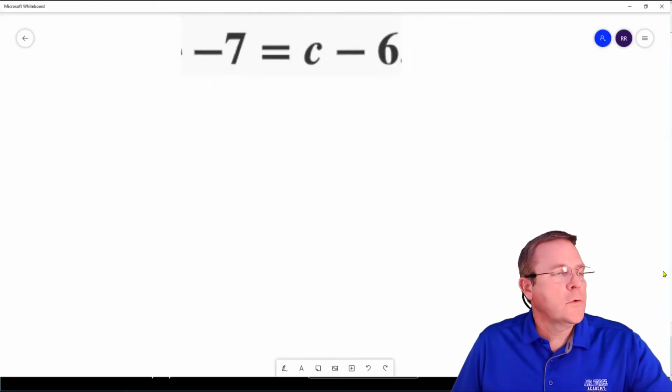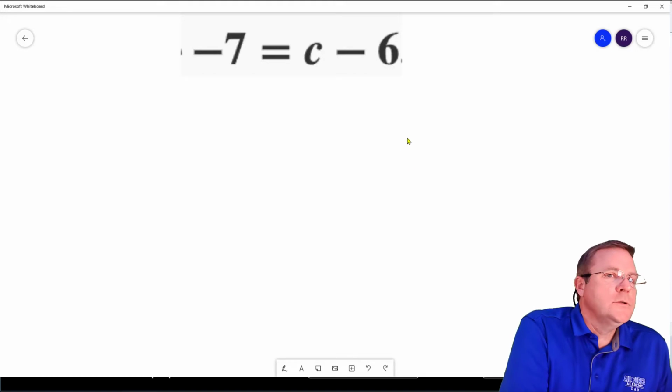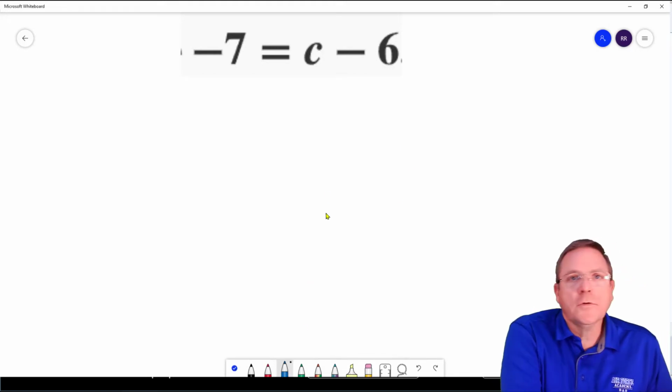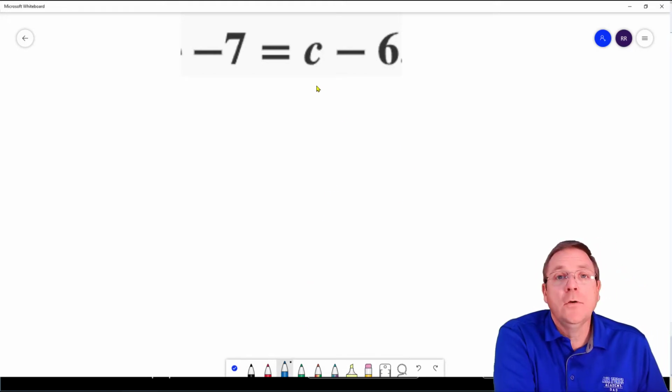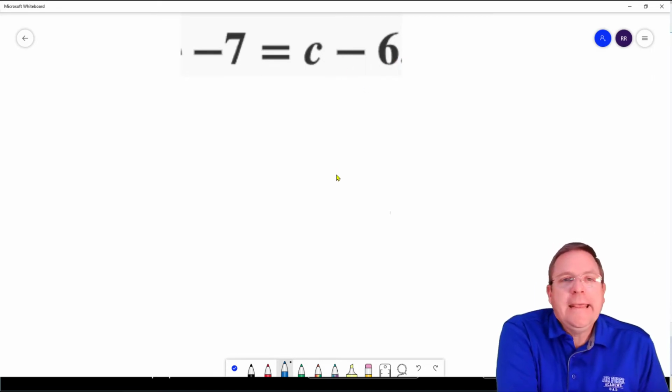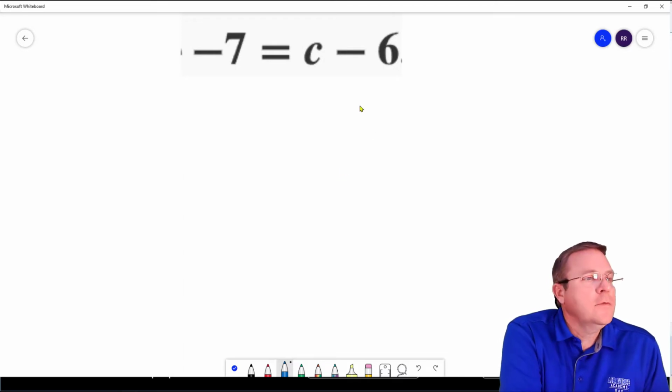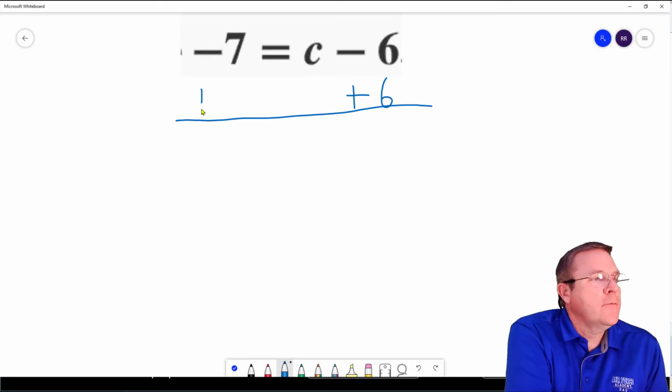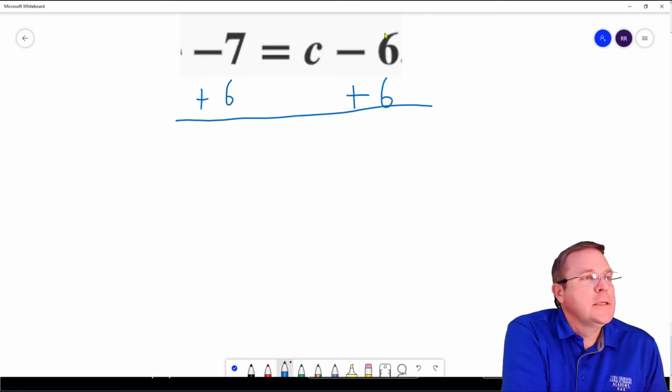And now it's my turn. What's the final goal of any equation? It's to isolate the variable. What's your variable? It's c. Who's c's friend? It's 6. And what is 6 doing to c? It's subtracting. So what is the inverse operation of minus 6? It is to add 6. And if I do it on the right, I have to do it on the left.